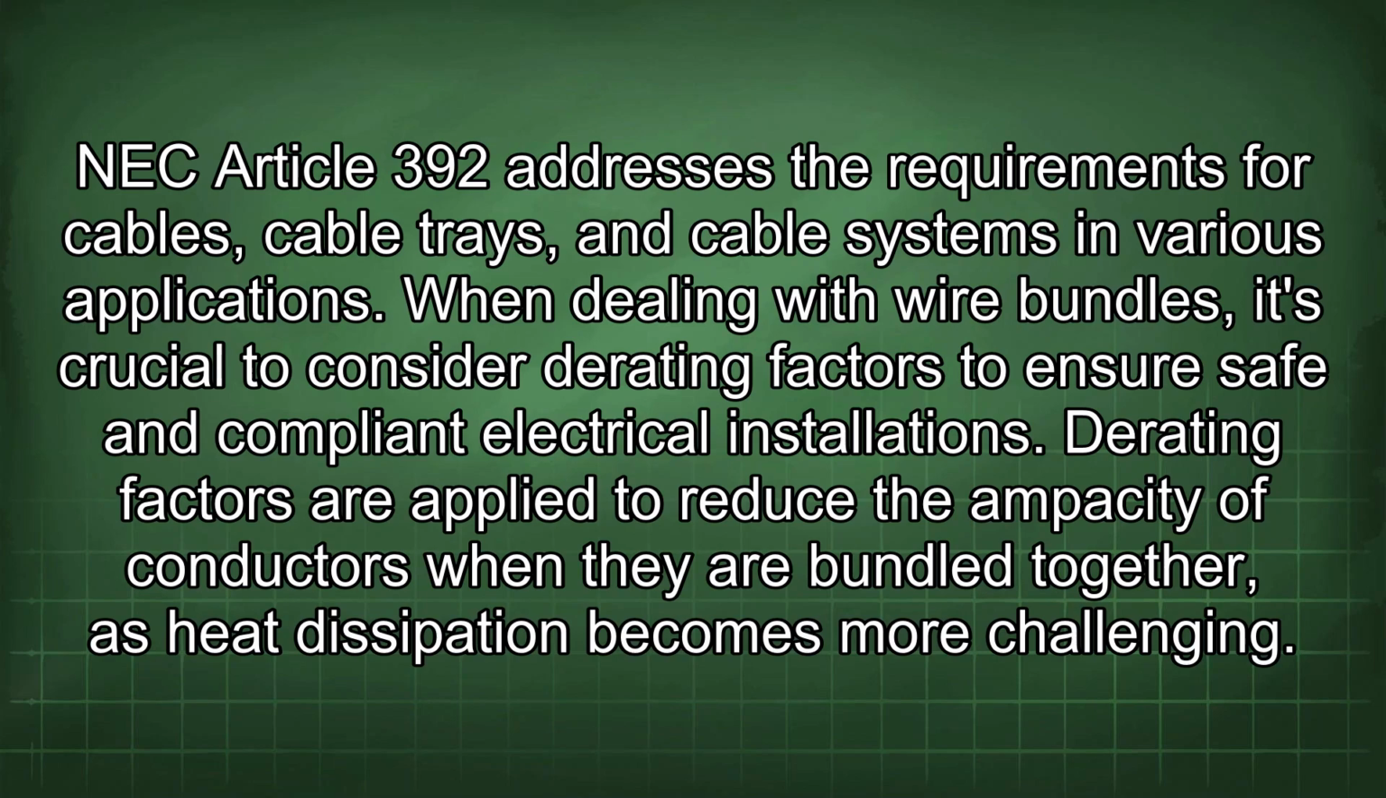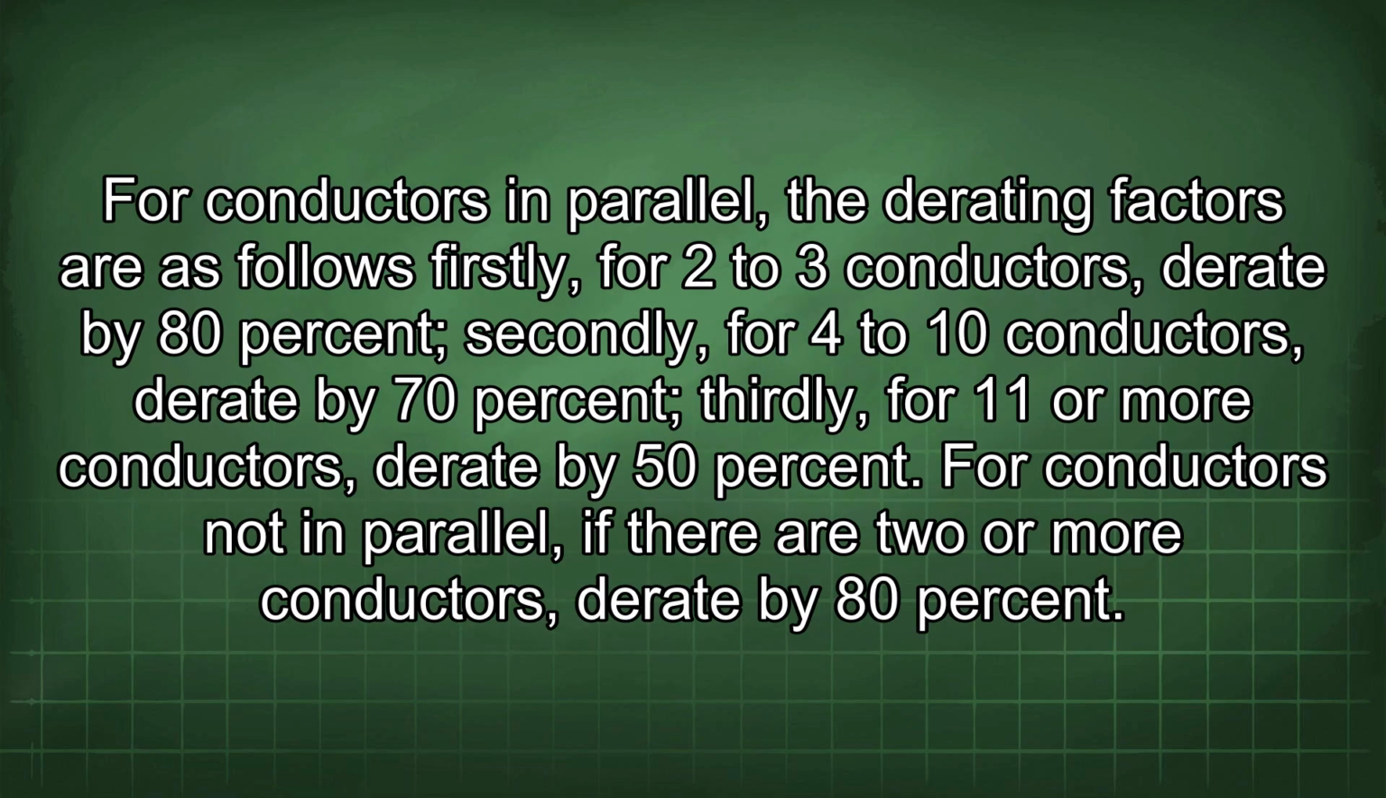NEC Article 392 addresses the requirements for cables, cable trays, and cable systems in various applications. When dealing with wire bundles, it's crucial to consider derating factors to ensure safe and compliant electrical installations. Derating factors are applied to reduce the ampacity of conductors when they are bundled together, as heat dissipation becomes more challenging. For conductors in parallel, the derating factors are as follows.